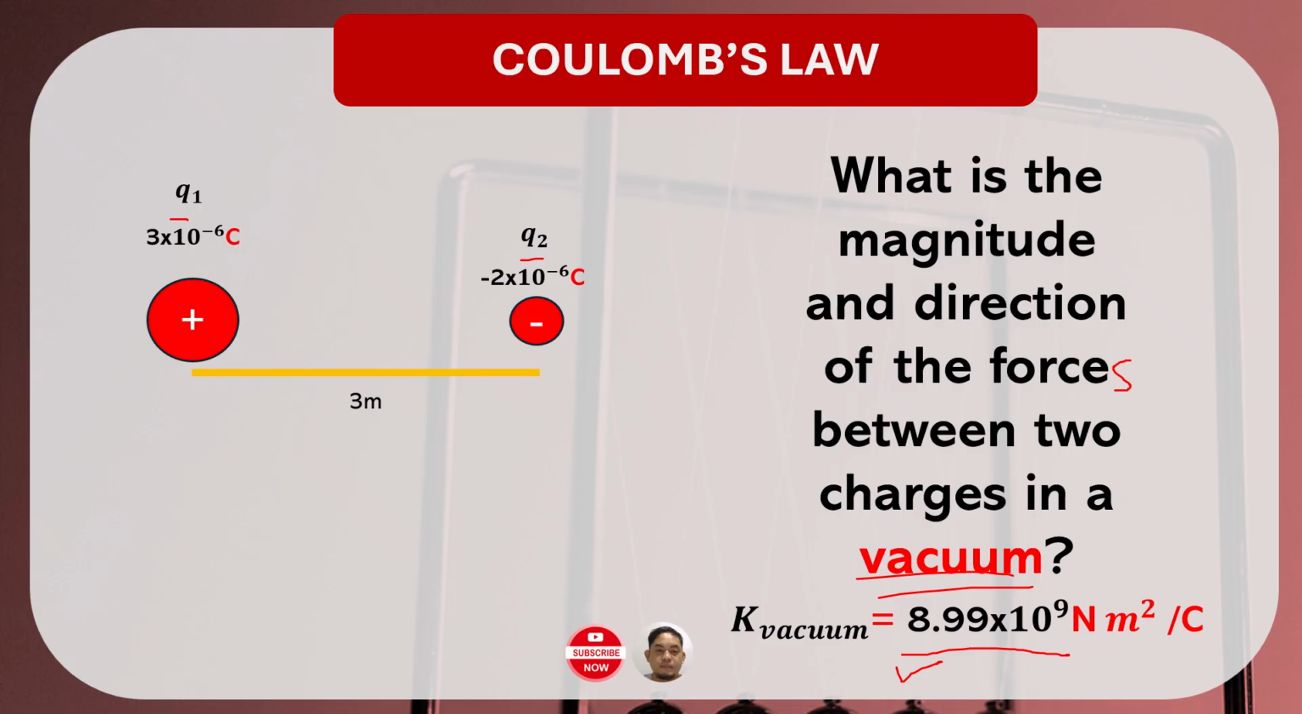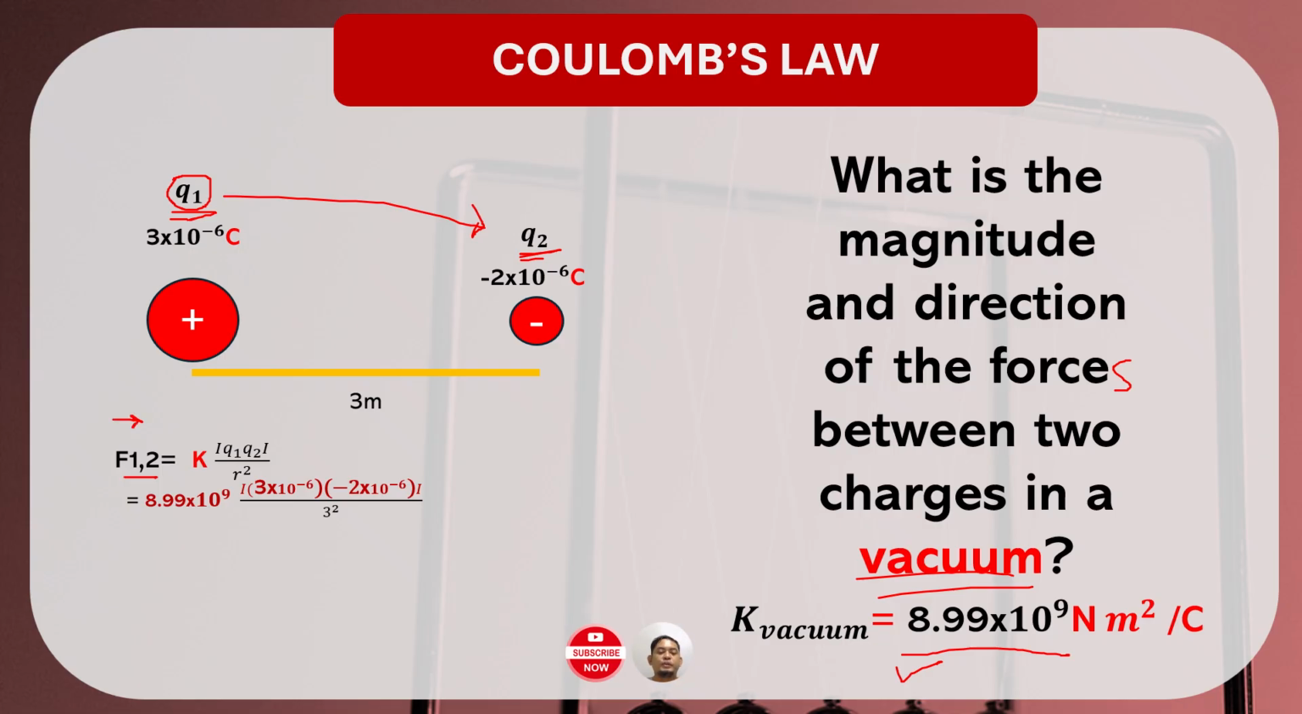So please remember, we will have the force on 1 due to 2. Force 1, the first charge written, is the one that will feel the force or the influence of charge 2. So charge 1 is our focus here. What will charge 2 do to charge 1? Charge 2 is negative, and charge 1 is positive. Therefore, charge 2 will pull charge 1 towards it. So the direction will definitely be to the right.